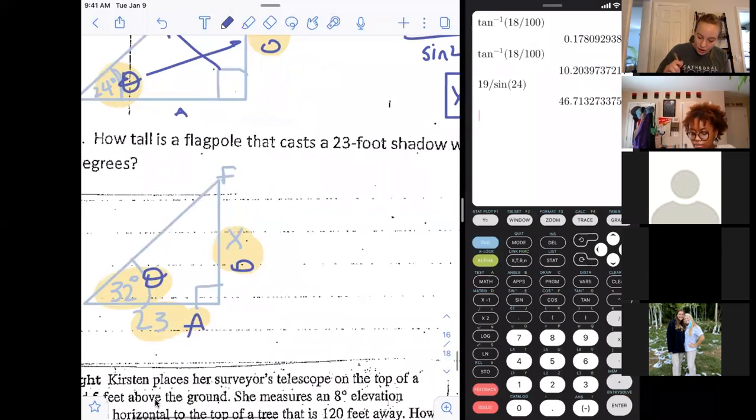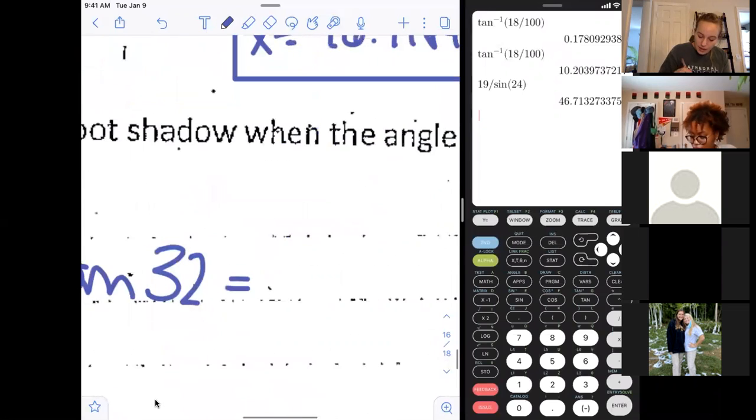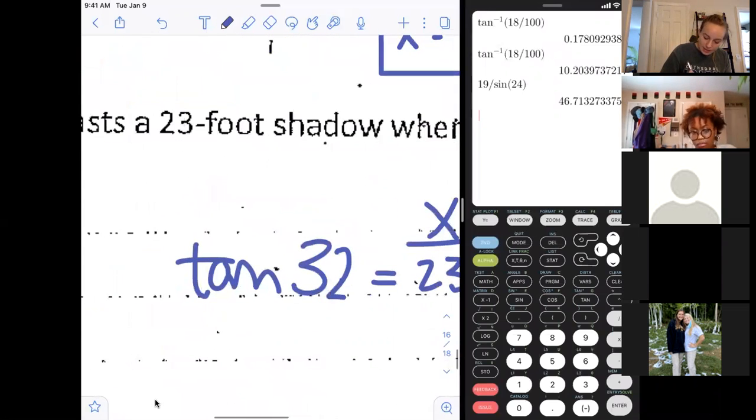Again, I don't like to say always. I don't like to say never in math because there's usually an exception, but we do a lot of tangents. So don't double guess yourself if you're doing a lot of tangents. Tan of 32 equals X over 23. And this is actually a super simple one because just multiply 23 on both sides and we're done.